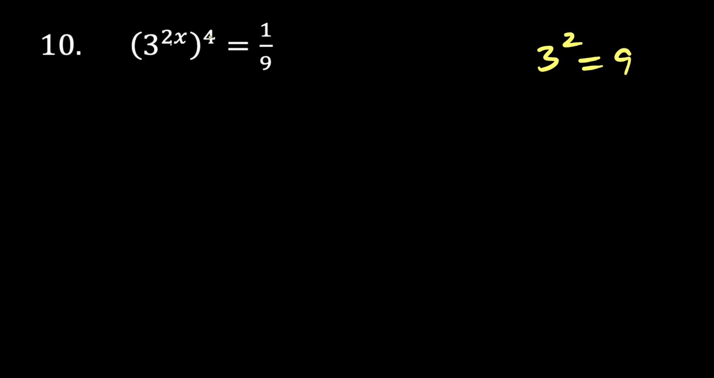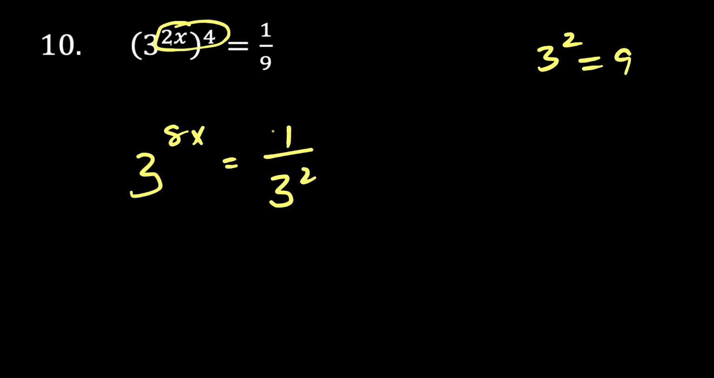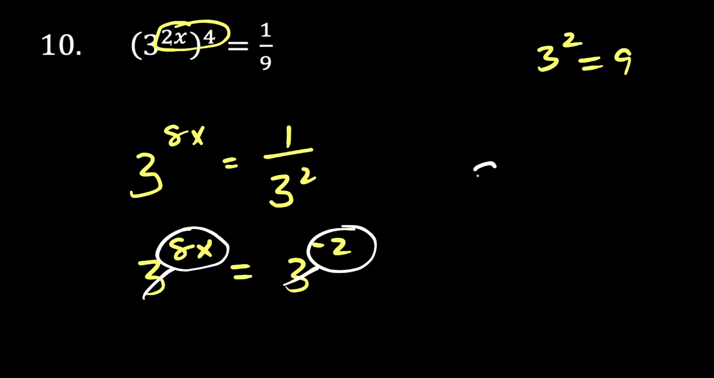So we have a power to a power with the 2x and the 4. So this is going to be 3 to the 8x equals 1 over 3 squared, because 9 is 3 squared, but it still doesn't match up. You cannot have the 1 over. So we're going to rename this using negative exponents. So we know this means 3 to the 8x, and this can be rewritten as 3 to the negative 2, remember. So now the 3's match up, so that means 8x is equal to negative 2.